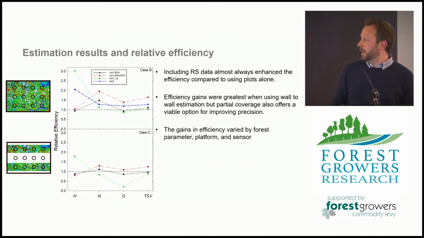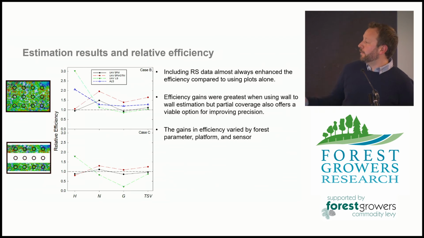And you can see in this case that the relative efficiency shows that a relative efficiency of 3, I should say, means that you would need 3 times as many plots with plots only to provide this level of efficiency when incorporating the UAV data. But I'll just finish off now by saying that including the remote sensing data almost always enhances the efficiency compared to using plots alone. Efficiency gains were greatest with wall-to-wall estimation, but partial coverage offers a viable option as well.